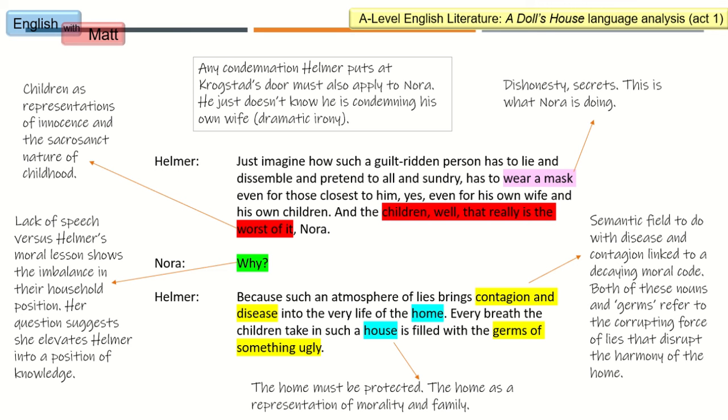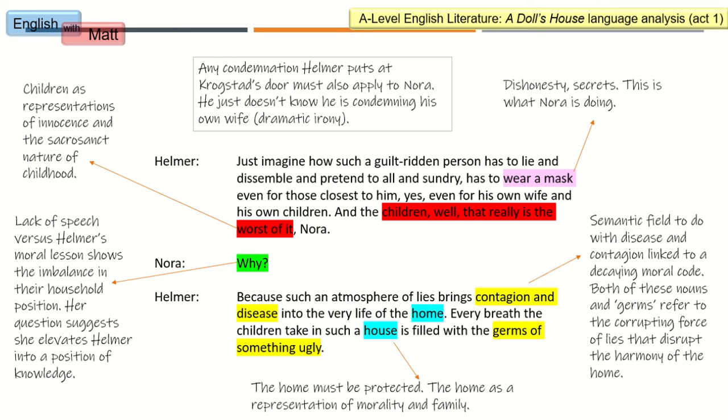And of course, Nora kind of has done that because recently she was playing with the children. And from that point on, she doesn't actually spend time with them anymore because she's worried that her eroded morals are going to rub off on the children, and that will corrupt them as young people.